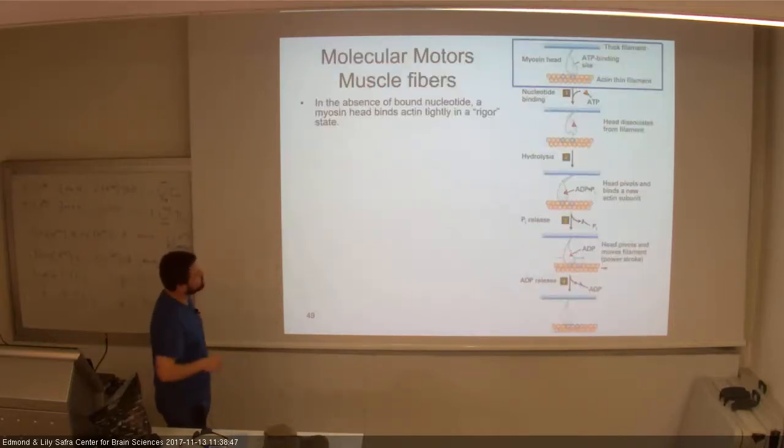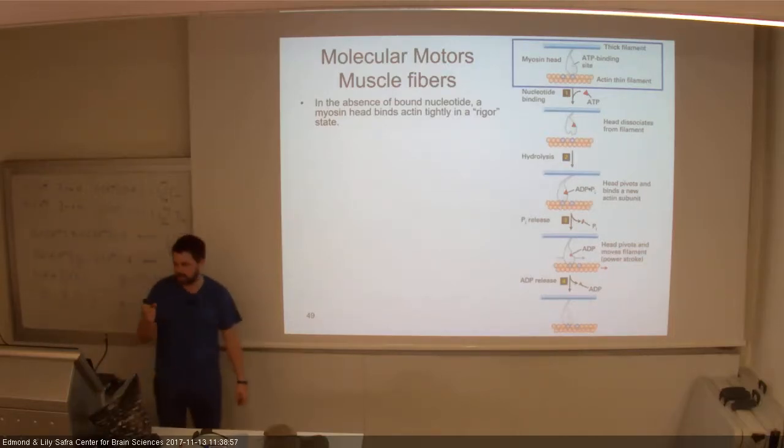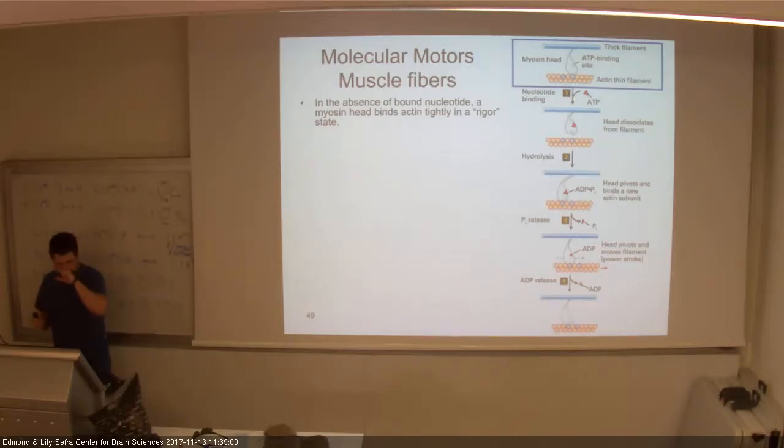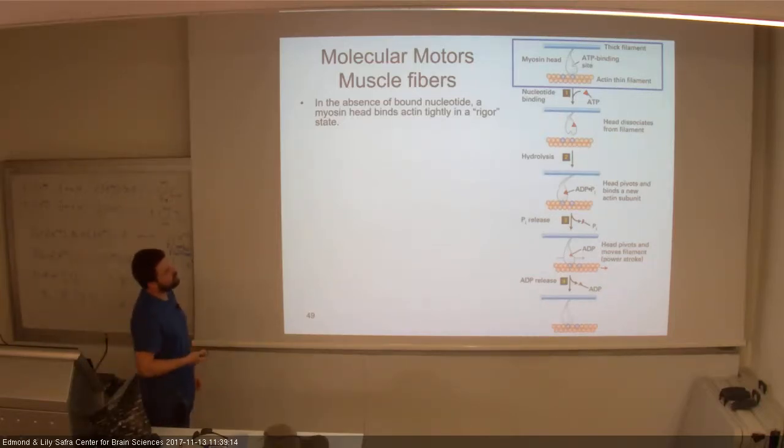Specifically, this contraction happens continuously, but on the level of the single motor protein, it's a cycle that we can divide into four steps. First, the myosin head of the molecular motor, which also has an ATP binding site, is bound to the actin filament. We have the thick filament, which is the myosin filament, and the actin filament. When ATP binds to this head, it undergoes a conformational change, which causes it to detach from the actin filament.